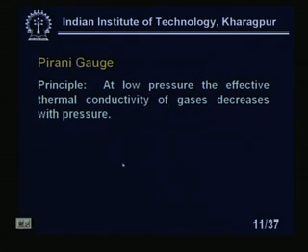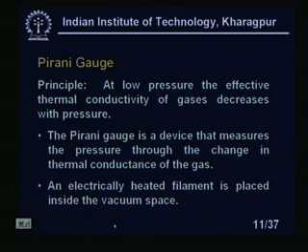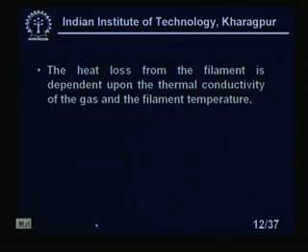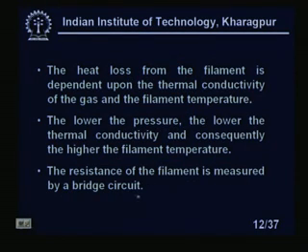At low pressure, the effective thermal conductivity of the gas decreases with pressure. The Pirani gauge is a device that measures the pressure through the change in thermal conductance of the gas. An electrically heated filament is placed inside the vacuum space. Heat loss from the filament is dependent upon the thermal conductivity of the gas and the filament temperature. Lower the pressure, lower the thermal conductivity, because as the pressure decreases, the number of molecules also decreases, right, and higher the filament temperature. So, the temperature of the filament will rise. If the temperature of the filament rises, its resistance will rise. So, the bridge unbalanced voltage will also increase, and that unbalanced voltage will be measured. The resistance of the filament is measured by a bridge circuit.